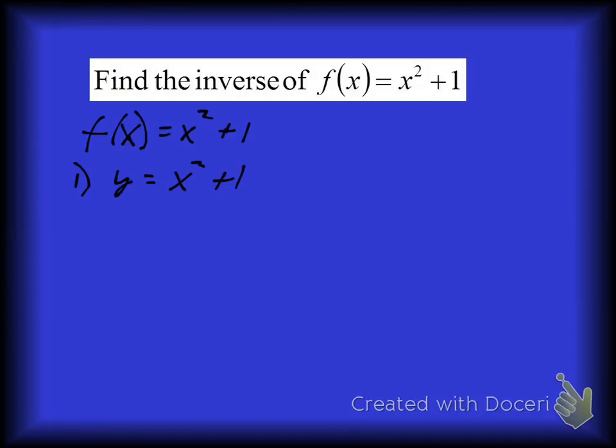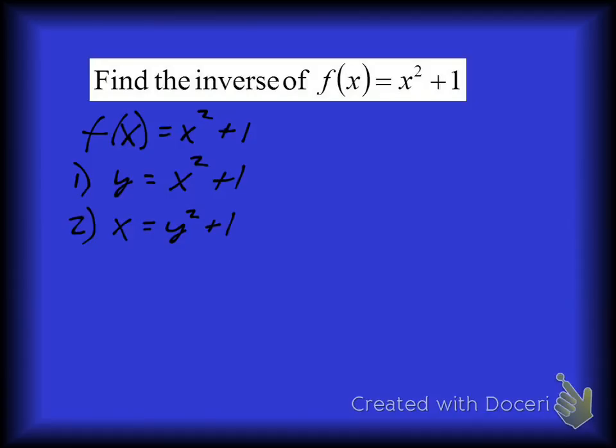Y equals x squared plus 1. Number 2, switch x and y. So the left side becomes x, the right side becomes y squared. You literally rewrite x and y in different places. You don't move the powers or any numbers attached to it. You switch them.